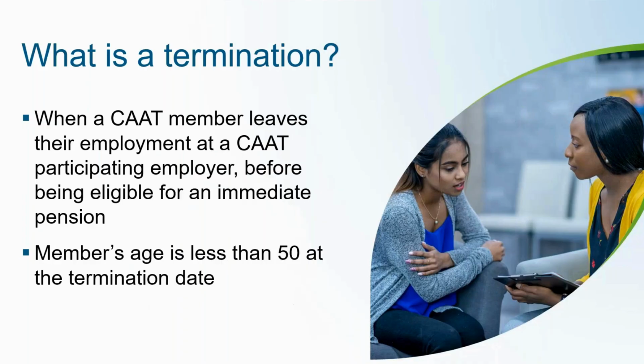What defines a termination from CAT pension plan? A member is terminated when they end their employment with all their CAT participating employers and are not yet eligible for retirement. Eligibility is based on the member's age only. For example, if a 45-year-old employee resigns, that's a termination from the plan's perspective, even if they're moving to another job.